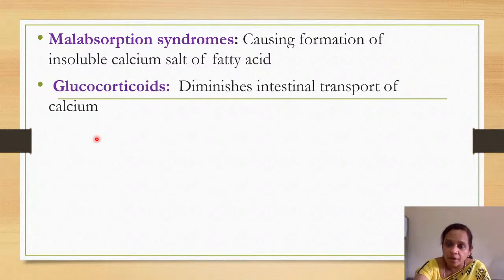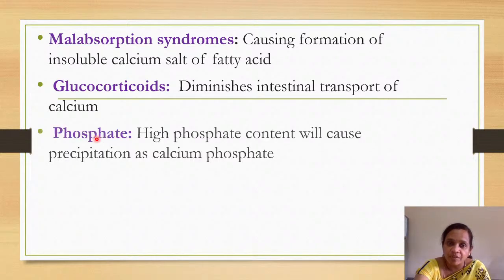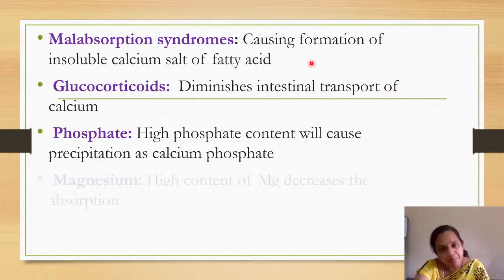Next are glucocorticoids. The glucocorticoids decrease the intestinal transport of calcium. Phosphates. Presence of high phosphates in the diet will cause the formation of calcium phosphate. As a result of that, calcium is not absorbed.